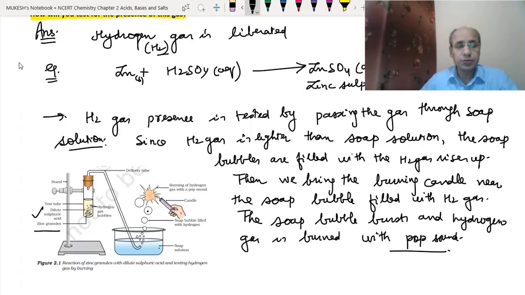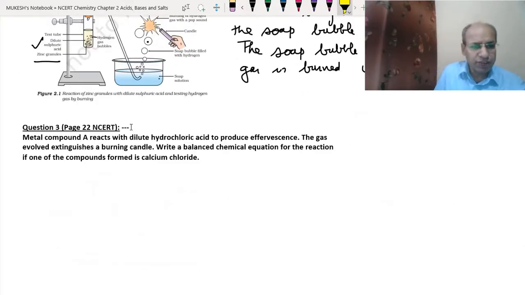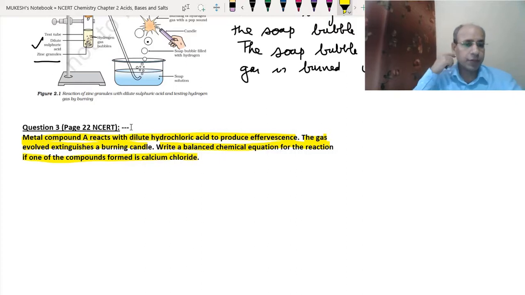Okay, now let's go to the next question. We have a metal compound A that reacts with dilute hydrochloric acid to produce effervescence. The gas evolved extinguishes a burning candle. Write a balanced chemical equation for the reaction if one of the compounds formed is calcium chloride.